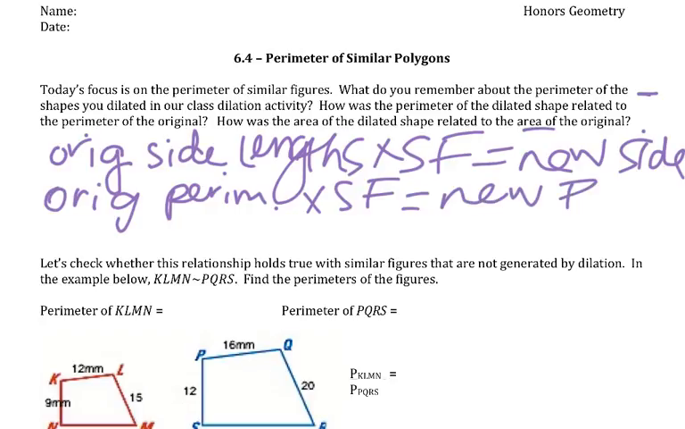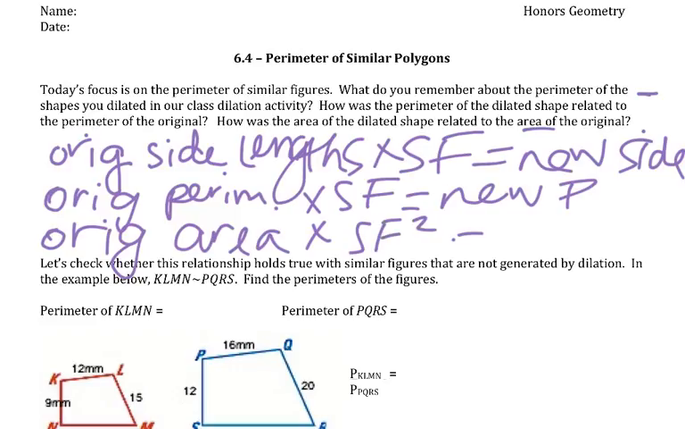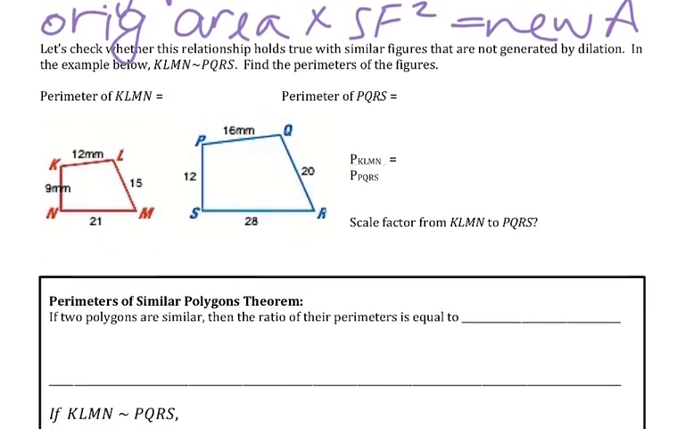And what happened to area? Area was a little different. It took the original area and we multiplied by the scale factor squared to get our new area. Today we're just going to be focusing on perimeter. This relationship will give us shortcuts to finding perimeter for similar figures. Before we do that, we're going to take a look at an actual example and see, does this relationship hold up for similar figures, ones that we haven't dilated by hand?